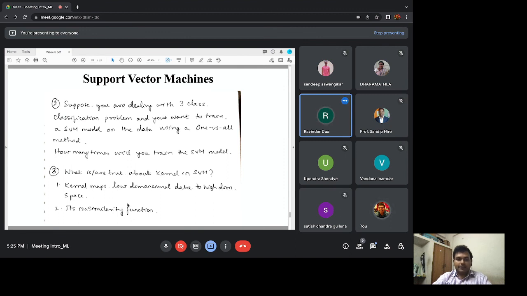And the final question: are both the statements about kernels true? I have written 2 statements. Are both of them true or is one of them false? It is a similarity function. The first statement, is it true or false? It is true. And the second statement? Not really. Not sure, but it is a similarity function.